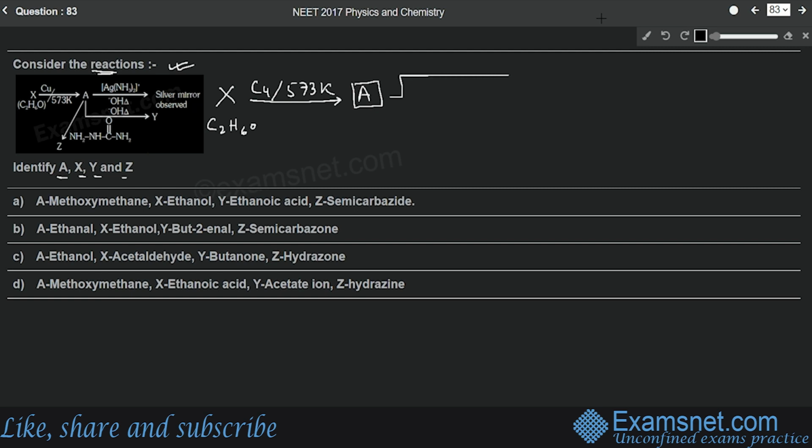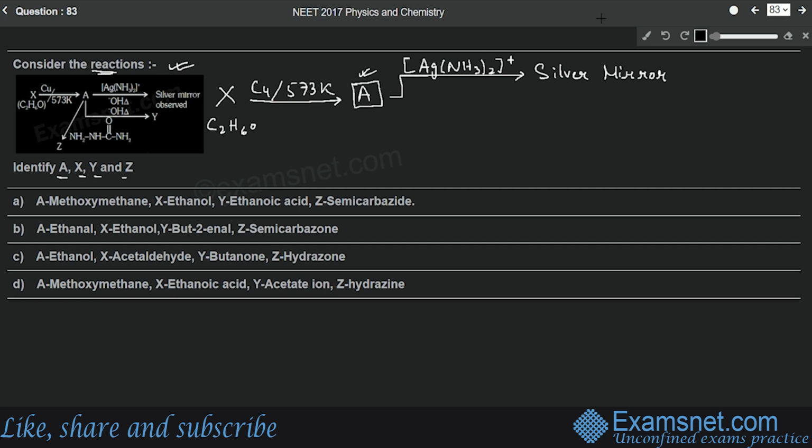So in the first reaction, what happens? This A reacts with [Ag(NH3)2]+ ion, and then silver mirror is observed. Now this is a very important indication because we know that silver mirror is observed in case of Tollens test, where an aldehyde reacts with ammoniacal silver nitrate to give silver mirror. So this is quite clear that A must be an aldehyde here, then only silver mirror will be observed.